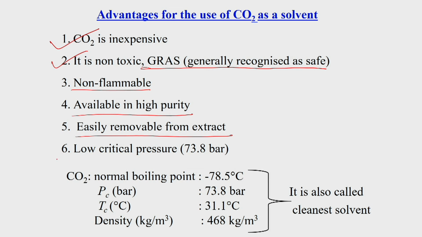Okay. And it has a low critical pressure, only 73.8 bar, and the normal boiling point is minus 78.5 degree Celsius, the critical temperature is 31.1 degree Celsius, and the density is 468 kg per meter cube. It is also called the cleanest solvent, because carbon dioxide does not react with the target solute, and that is why it extracts only, it dissolves only in carbon dioxide. After that it is separated very easily, then it is recycled. So, that is why we can say it is the cleanest solvent, and it does not contaminate the solute.